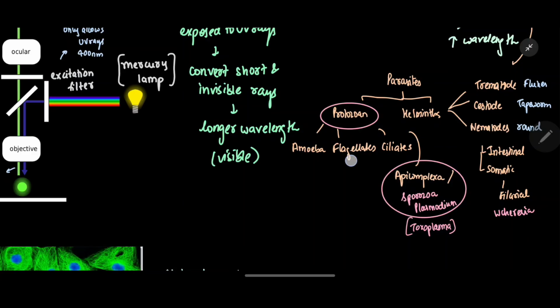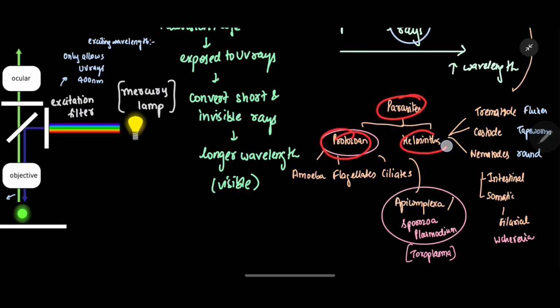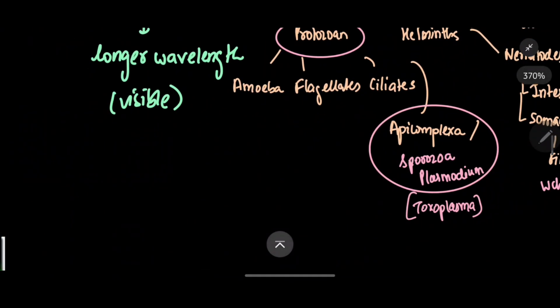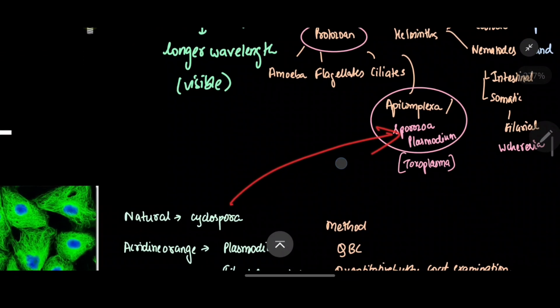Okay, so your parasites will be divided into protozoans and helminths. Protozoans are further divided depending on their shape and their motility. So amoebas do not have any sort of flagella or cilia for their movement. They'll just move by their pseudopodia. So we have amoeba, we have flagellates, the name says that they have flagella, we have ciliates, and we have apicomplexa or sporozoa. They appear like sporozoa, like spores. So the examples for apicomplexa are your Cyclospora and your Plasmodium.